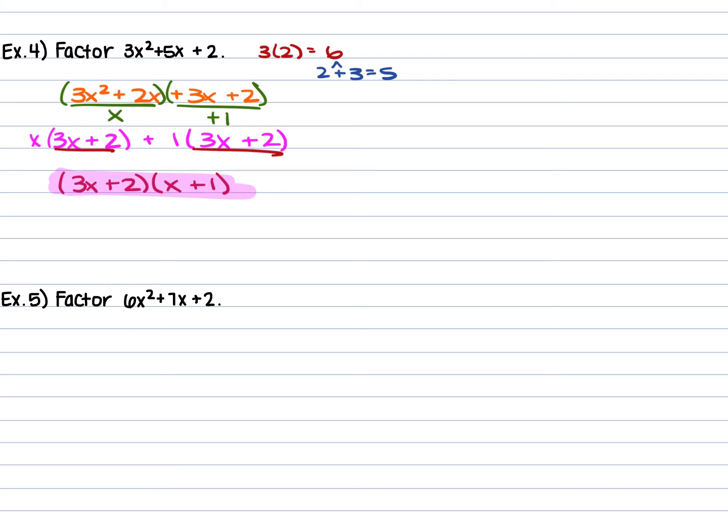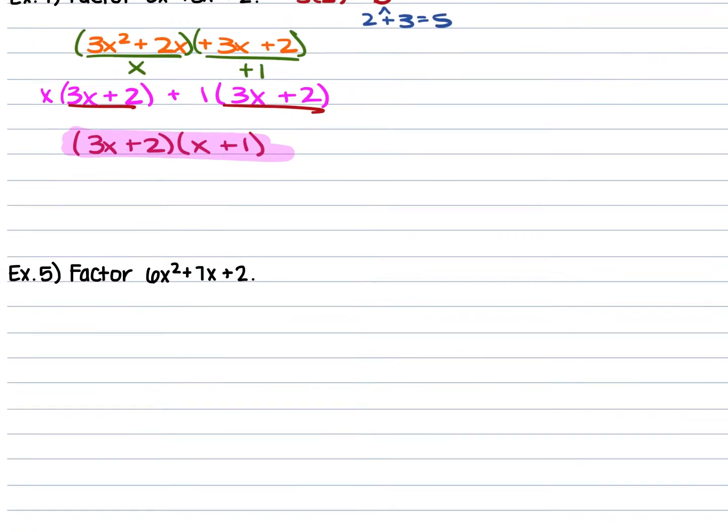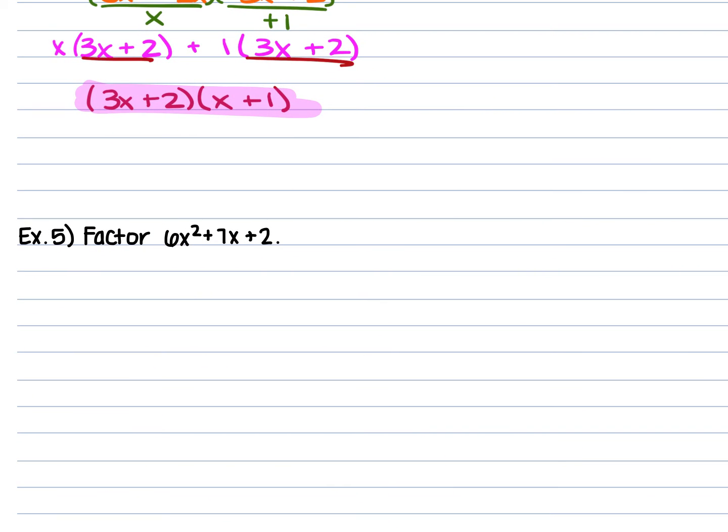For example 5, we have 6x squared plus 7x plus 2. For this one, we're going to take the 6 and the 2 and multiply them. It gives us 12. We find the factors of 12 that add up to be the 7x. So we're going to have a 3 and a 4. So we're going to expand this to be 6x squared plus 3x plus 4x plus 2.